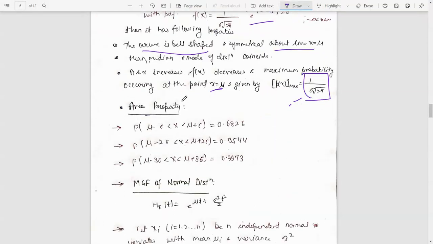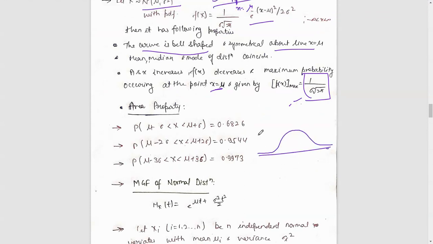Now there is something called area property. Area property means that if this is a normal distribution, standard normal distribution, let's say this is the mean, this is the mu. Now it says that 68% of the observations actually lie between mu minus sigma and mu plus sigma. So let's say mu is equal to 4 and sigma is equal to 1. Then what is mu minus sigma? Mu minus sigma is 3 and mu plus sigma is 5. So it means that 68% of observations in your distribution actually lie between these two particular values, 3 and 5.